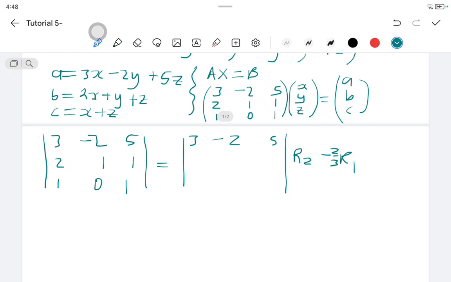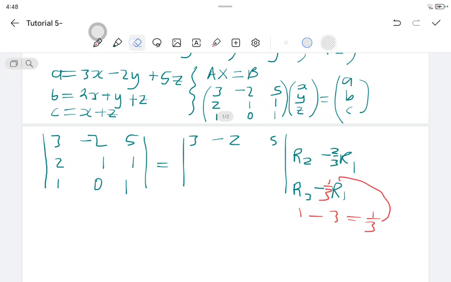And then check this one. It's row 3 minus row 1. The constant there of row 3 is 1. The constant of row 1 is 3. If I divide, I'm going to get 1 over 3. Take this constant, give it to row 1. You see, right?